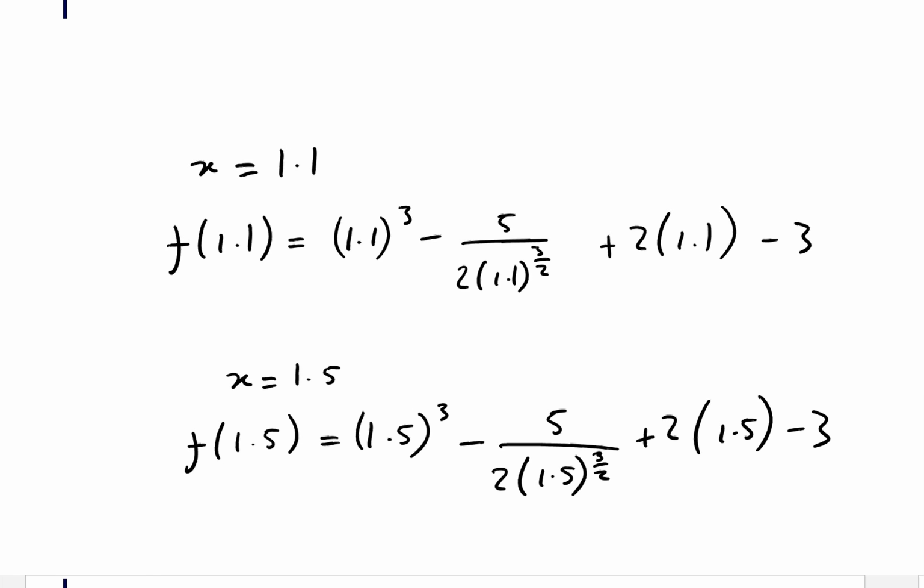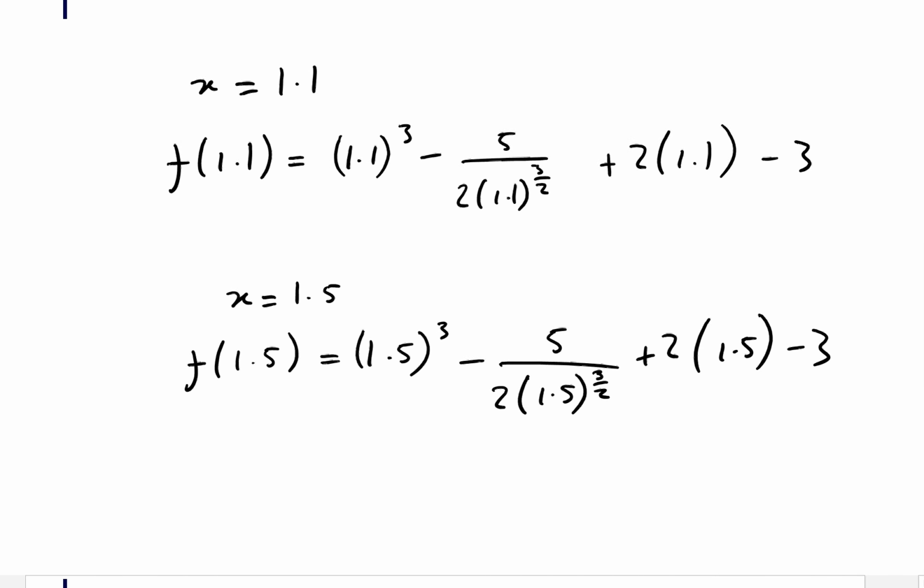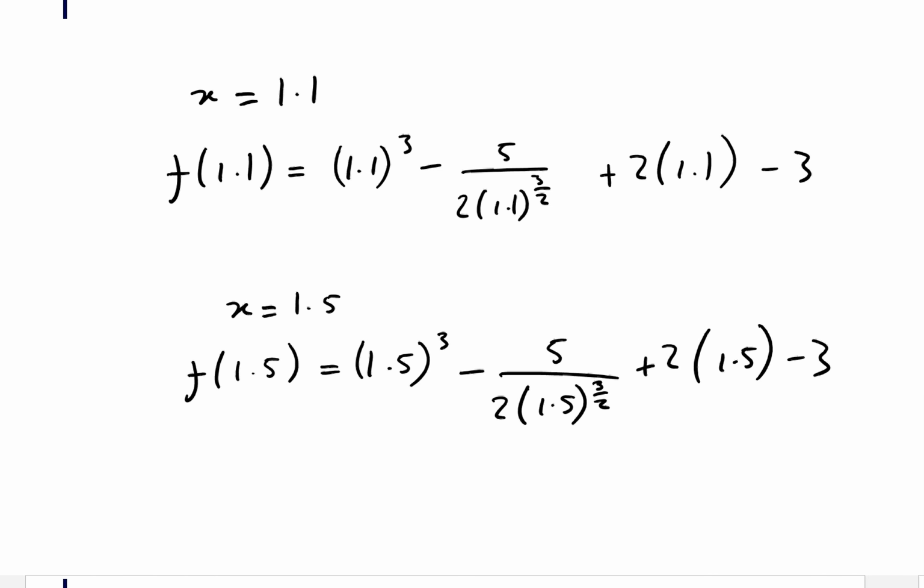So, just like Blue Peter, here's what I've written out earlier. This is how you type it into a calculator. So when x equals 1.1, you just simply replace x by 1.1, and when x equals 1.5, just simply replace x by 1.5.